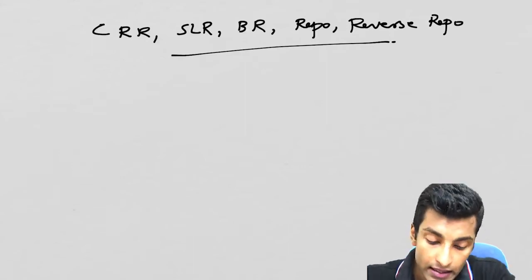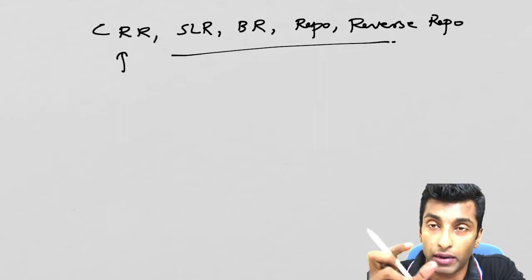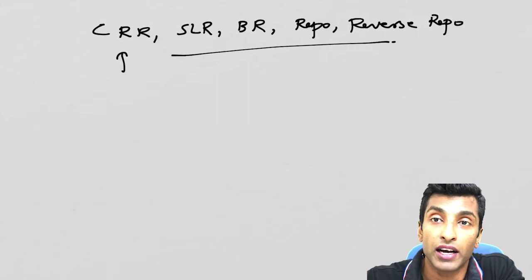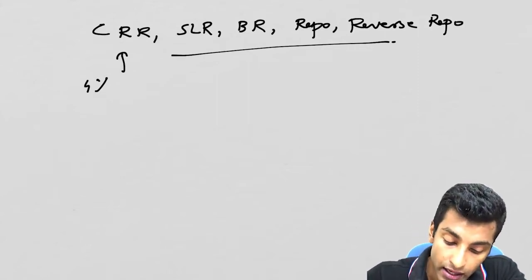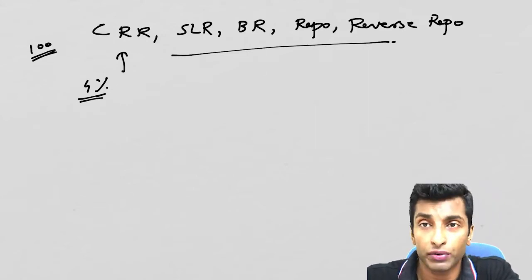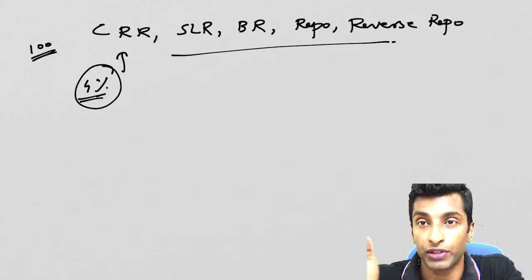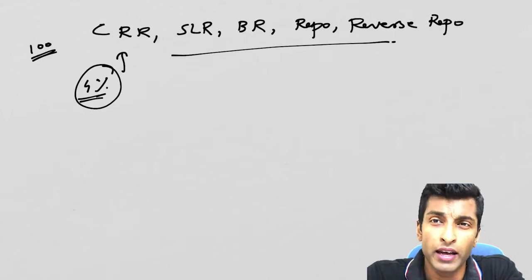Now what is CRR? CRR is the percentage of NDTL, the money with the banks, which have to be kept in the form of cash with RBI at any point of time. So let's say 4% is the CRR, means out of, let's say, 100 rupees the total deposit, you have to keep 4% in the form of cash with RBI. That is what CRR. At any point of time, you have to maintain this in the form of cash.